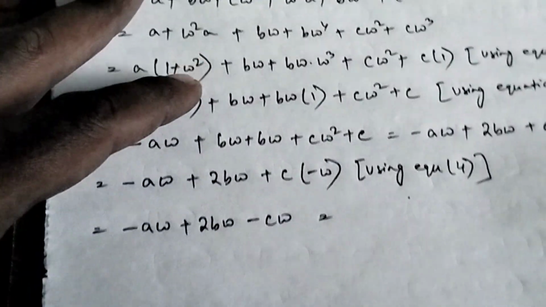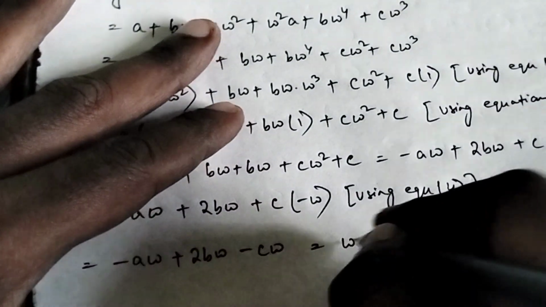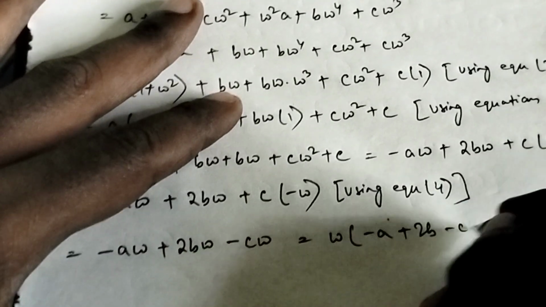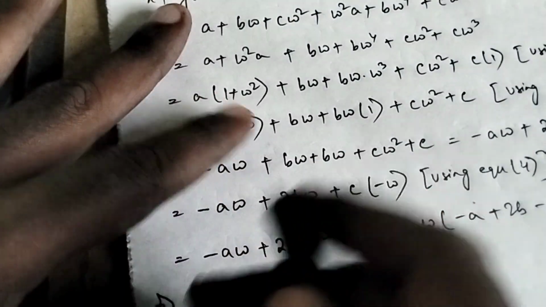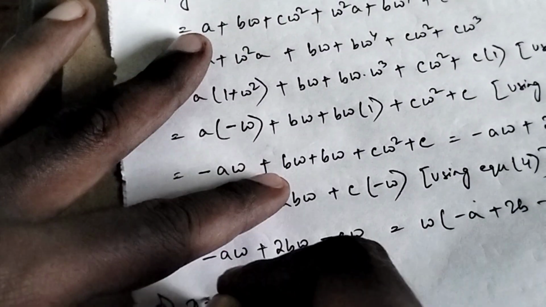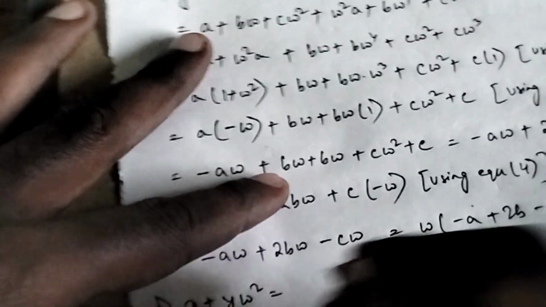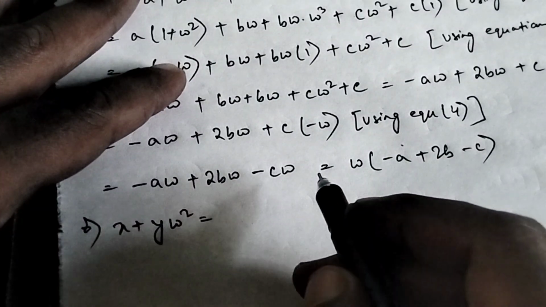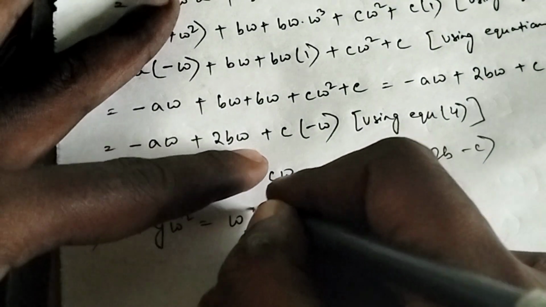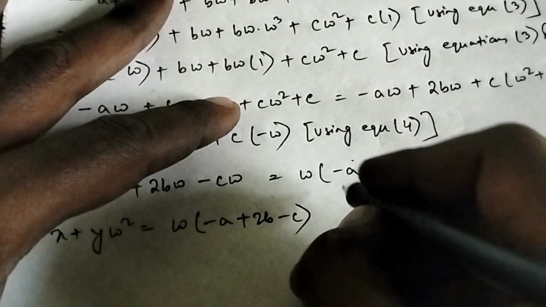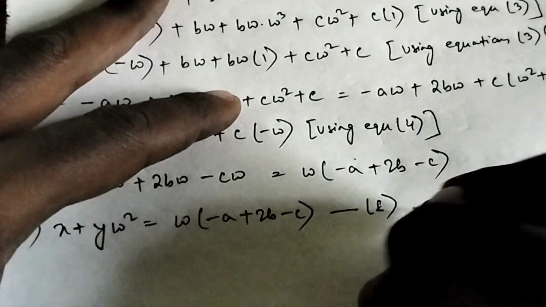So here we can take omega common. Minus a plus 2b minus c. So x plus y omega square is equal to omega into minus a plus 2b minus c. Name it as equation 8.